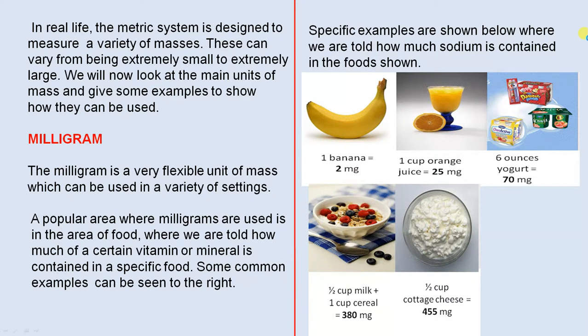Specific examples are shown below where we are told how much sodium is contained in the foods shown. So one banana has 2 milligrams of sodium, a cup of orange juice has 25 milligrams of sodium, 6 ounces of yogurt has 70 milligrams of sodium, and so on for the milk, the cereal, and the cottage cheese.